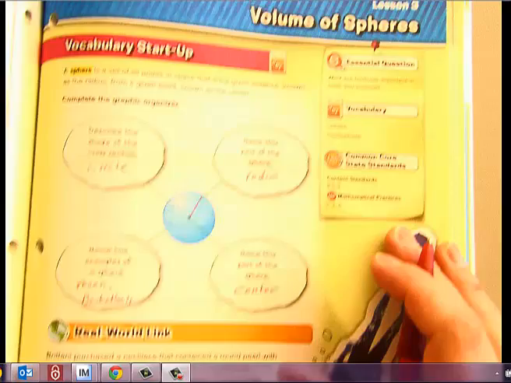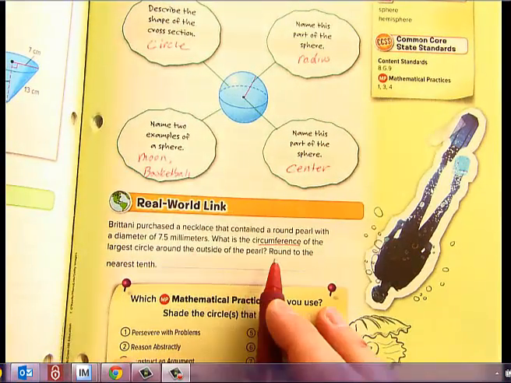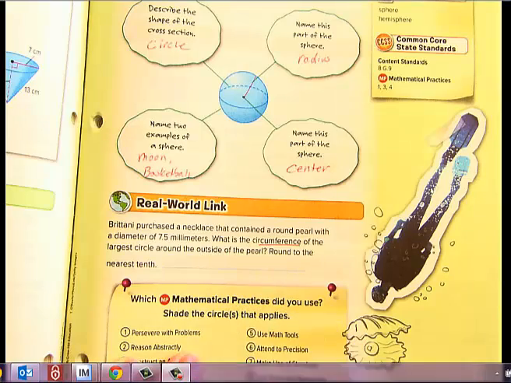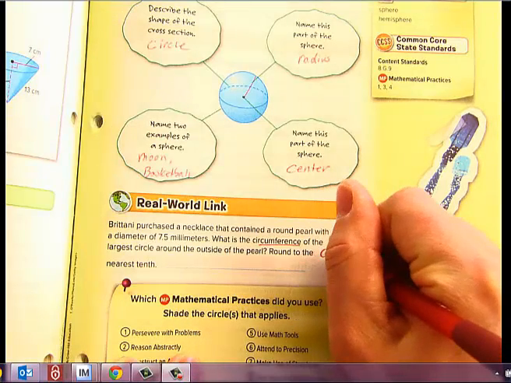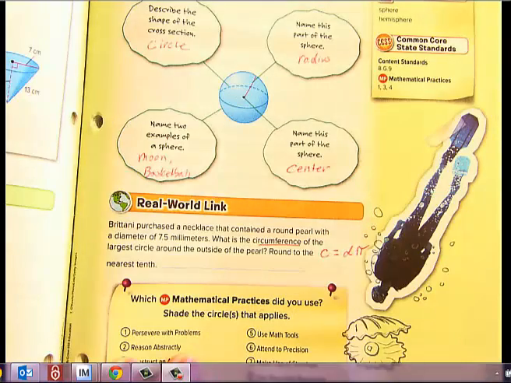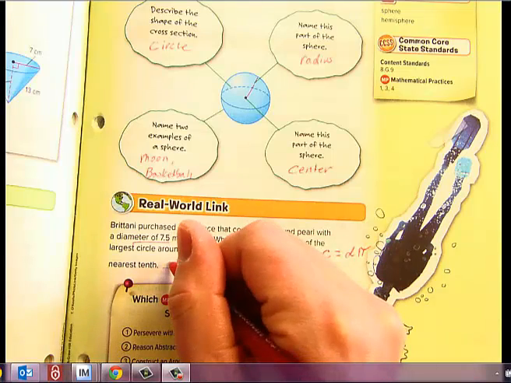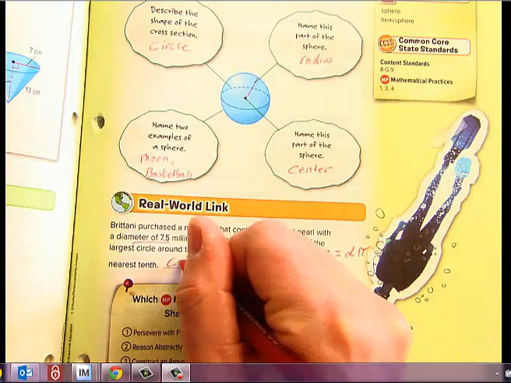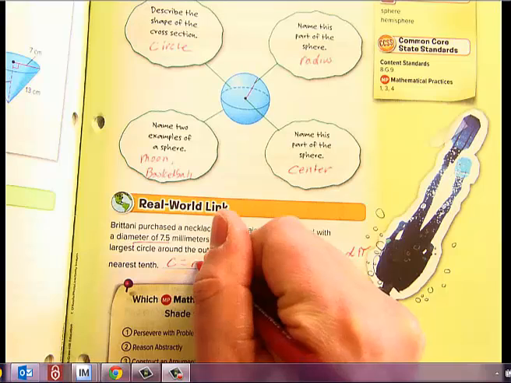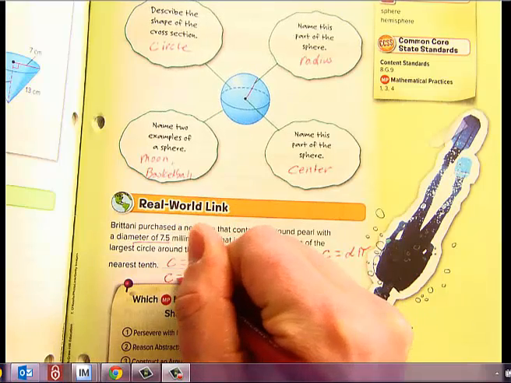Oh, and you guys can't even see that. So, there we go. It says circumference. So do you remember your circumference formula? Well, write this down. Circumference equals diameter times pi. So here it gives us our diameter. So the first thing I do is I write down C for circumference equals, I write my formula, diameter times pi.